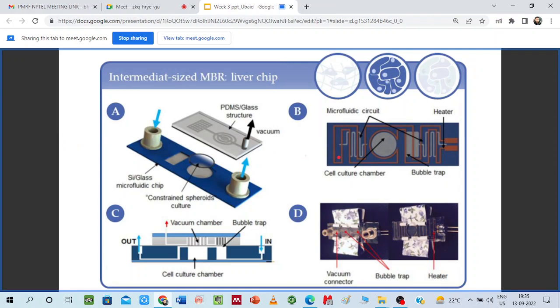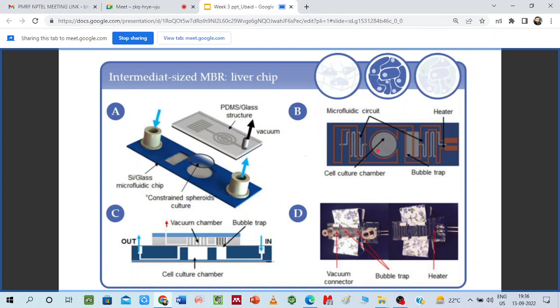The media is supplied through small channels which are called microchannels, and these channels supply the media to the chamber which is called the cell culture chamber, and in the cell culture chamber the cells are grown. After that, the media is taken away by the microchannels from the cell culture chamber.